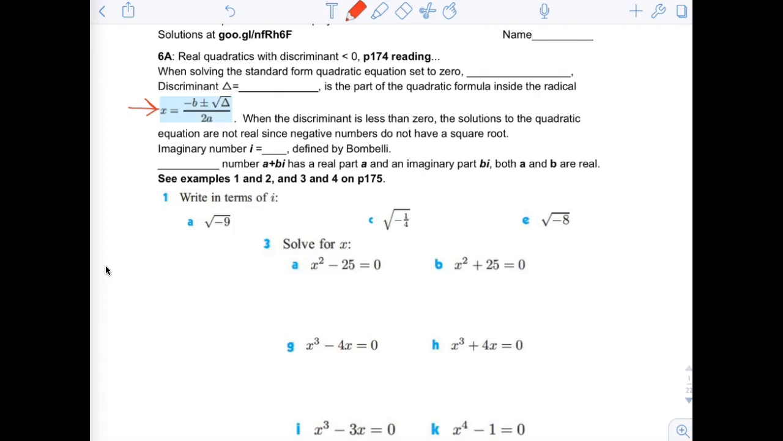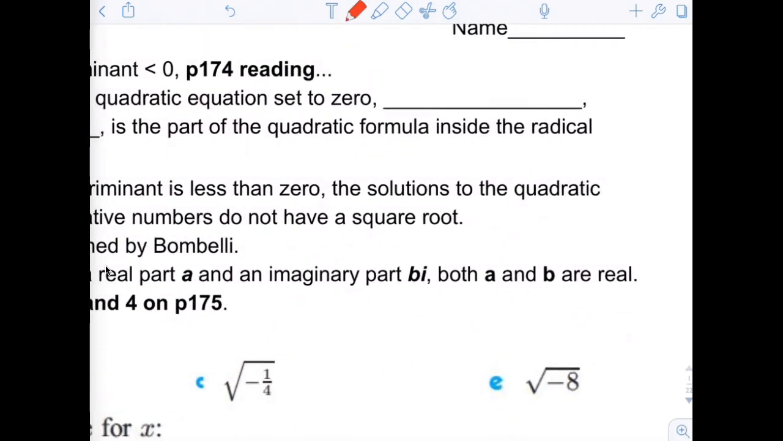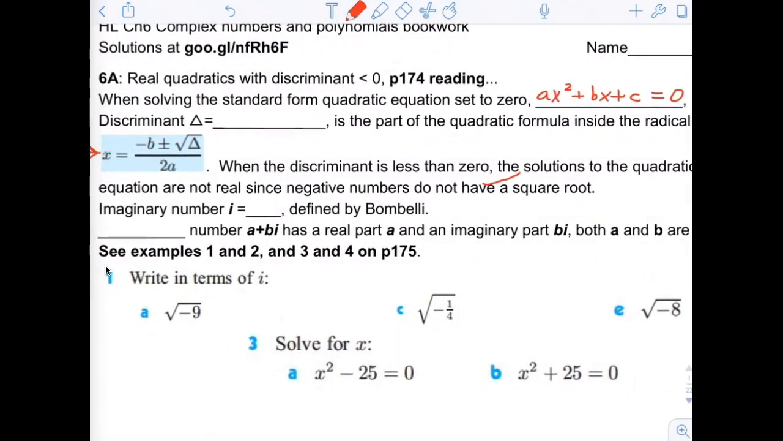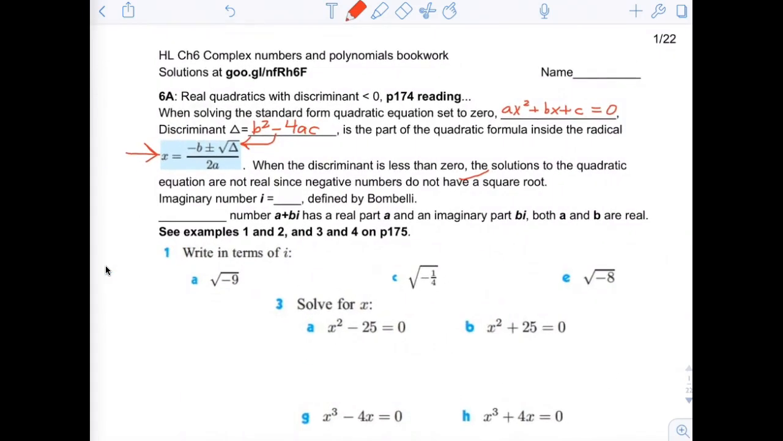Okay, so when you solve the standard form quadratic equation set to 0, and I'm going to write that here. Standard form quadratic equation, if you remember, is ax squared plus bx plus c set to 0. So when you solve this equation, find the x values that make this true, you use the quadratic formula. And the discriminant, which is b squared minus 4ac, is the part that goes inside the radical there, right? Okay. And let's move on.